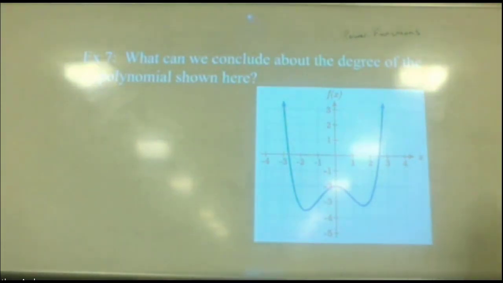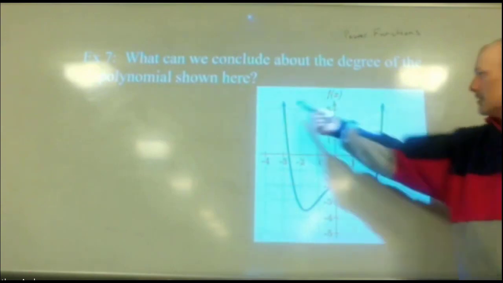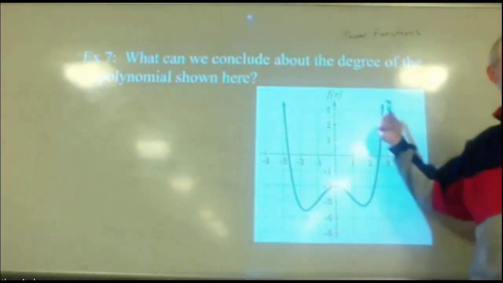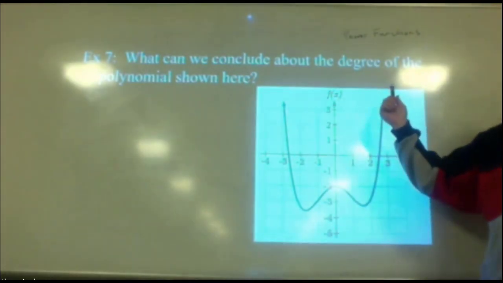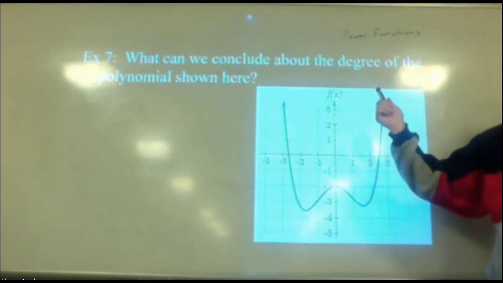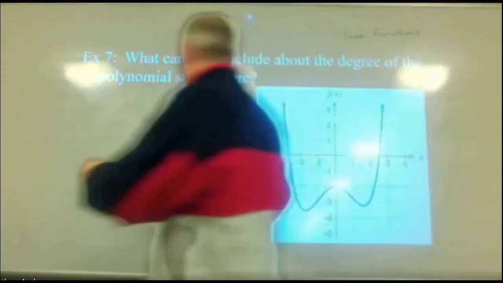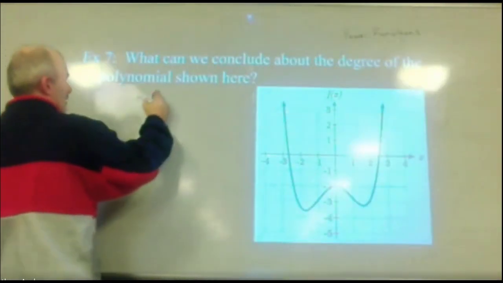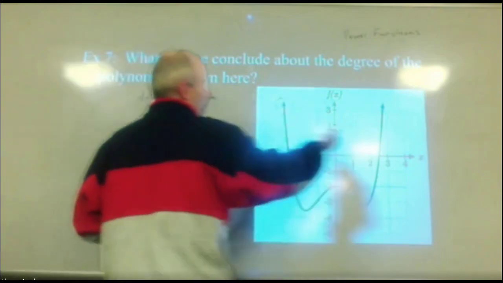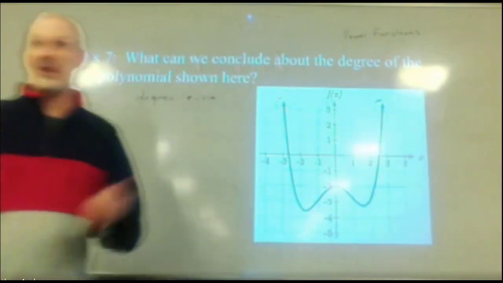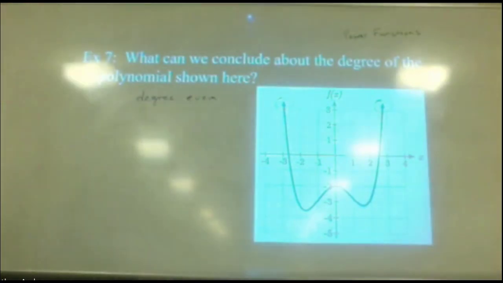What can we conclude about the degree of the polynomial? Well, there's a couple things. The first thing is, what do we know automatically about the degree? Even. The leading coefficient will be positive, but the degree is even, right? So right away, we know the degree is even because you're going up on the left and up on the right. They're going the same direction. And you're correct. The leading coefficient would be positive because they're both going up. Okay? What else do we know?